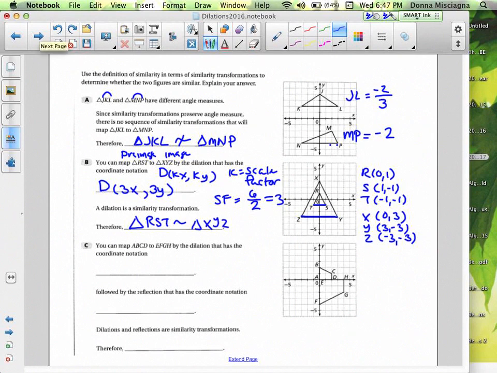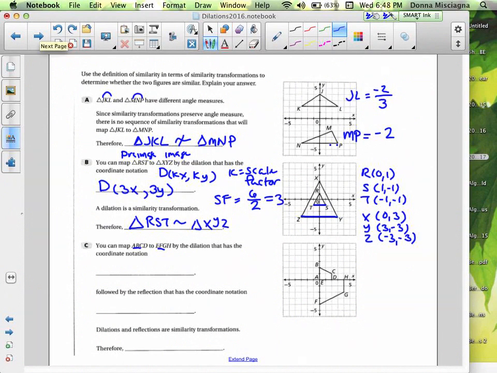You can map ABCD to EFGH by the dilation that has the coordinate notation, followed by the reflection that has the coordinate notation. All right, so we need our dilation, we need our scale factor, and then we need to figure out what other transformation. Again, you want to match up corresponding parts. So we can see by how it's written that AB goes with EF, and that would be a good one to choose because it's a vertical line. Also, AD and EH would be perfectly good. Either one of those is just fine.